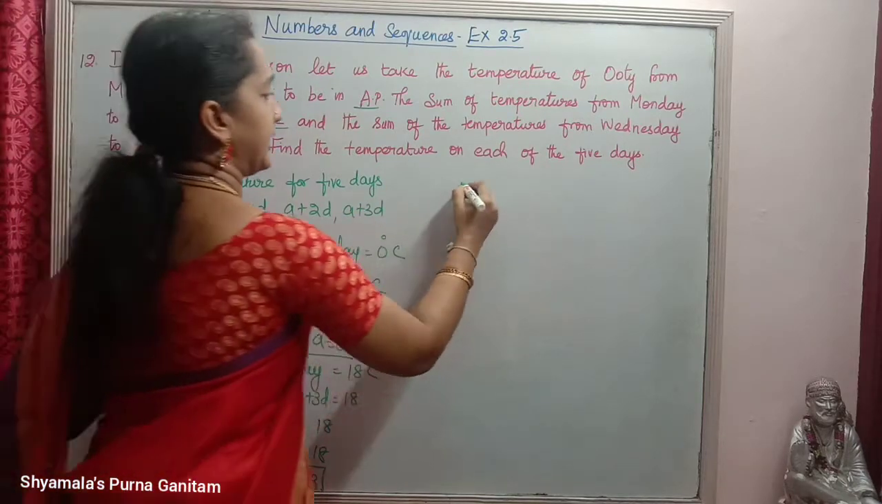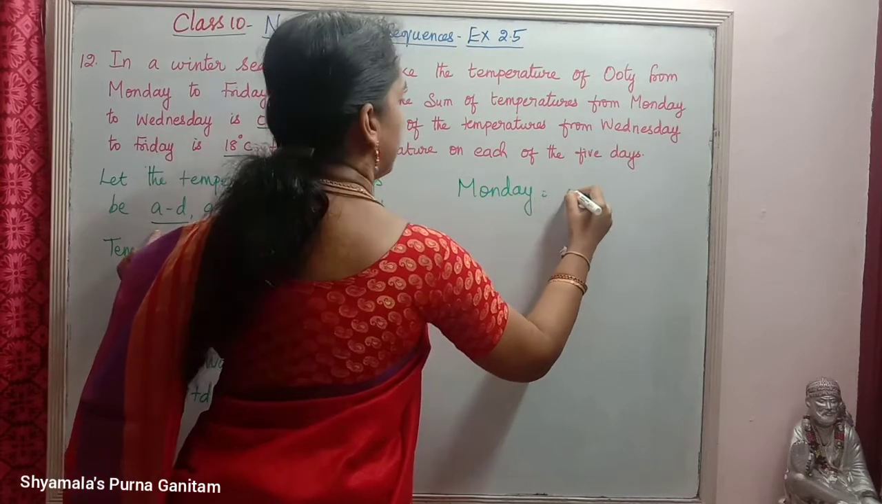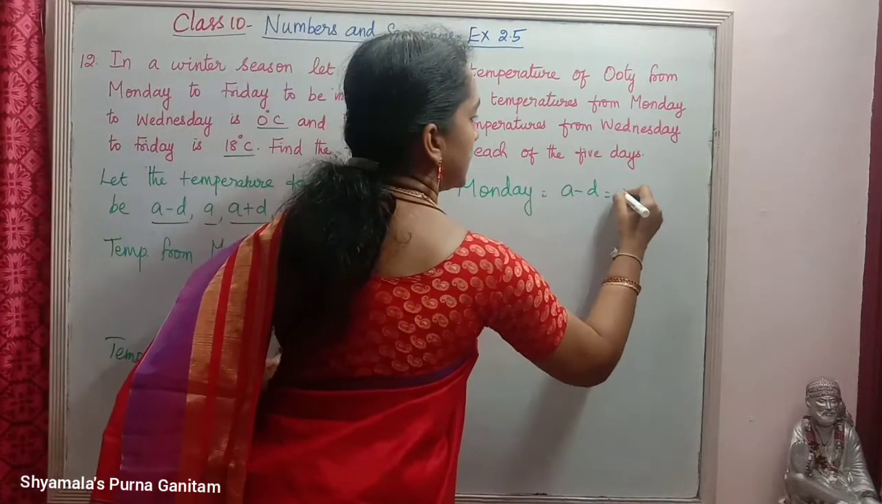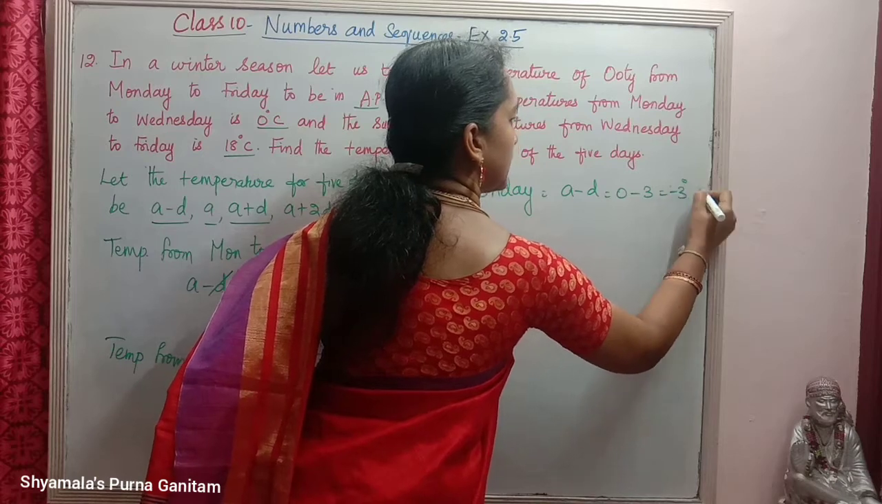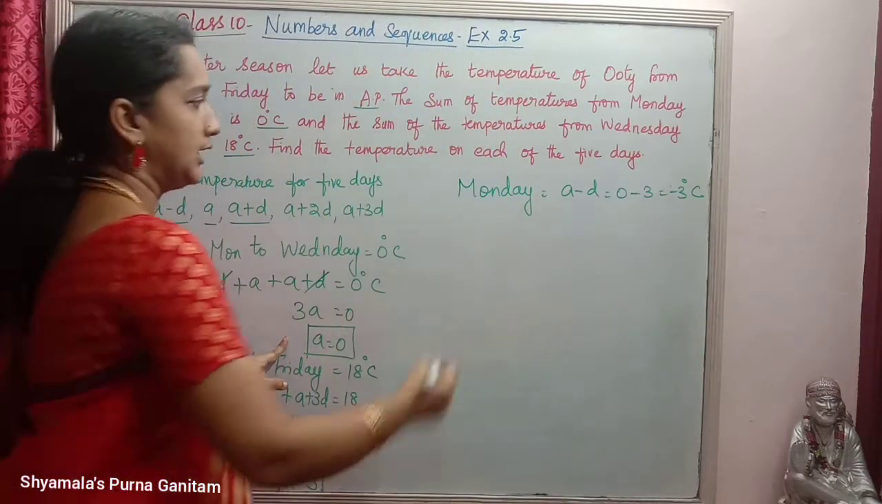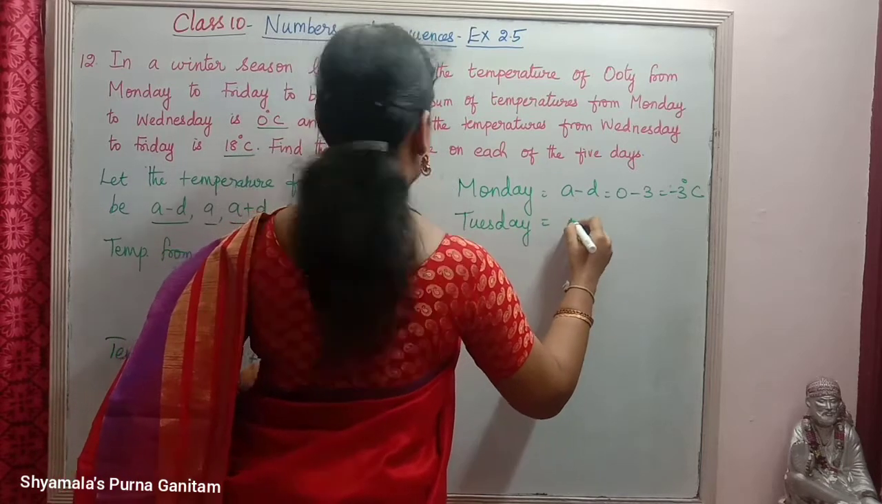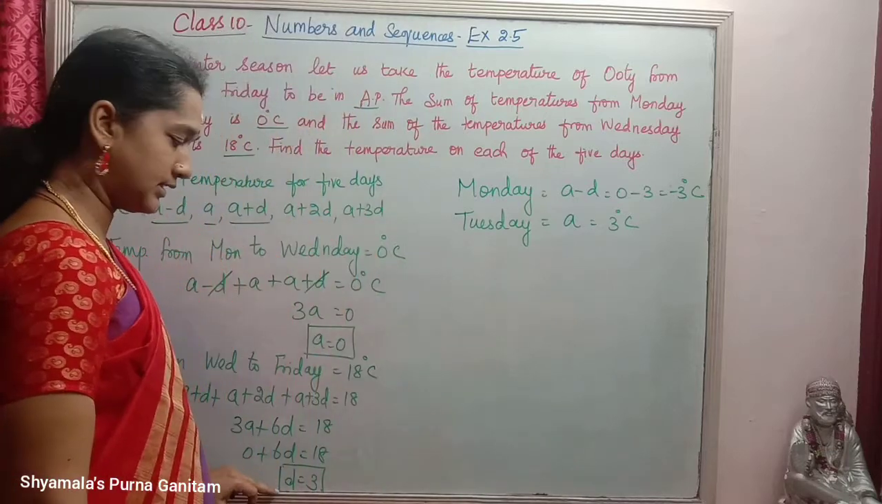So the Monday temperature, we have taken as A minus D. Here A is 0 and D is 3, so that is minus 3 degrees C. Then Tuesday is A, that is 3 degrees C.